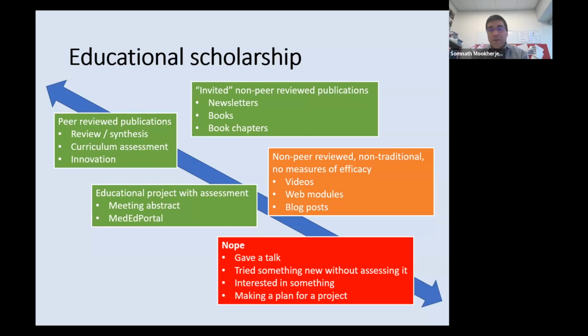And then some other things that I put in orange here that are not traditional peer-reviewed PubMed listed scholarship, but they're not in the red box. Educational scholarship, anything that has to do with teaching.